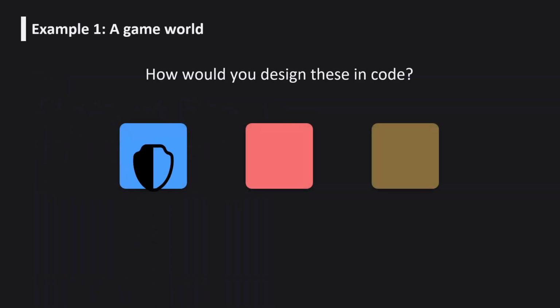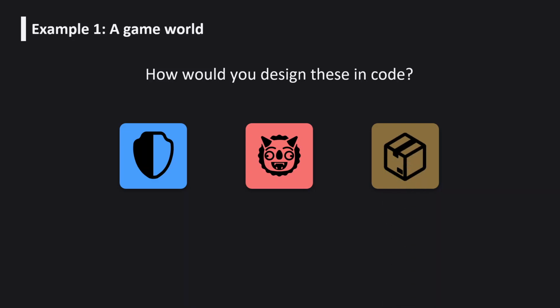So let's start with a concrete problem. Imagine you are building a game, a RPG game, and you have three objects on screen: a player, an enemy, and a crate. All three of them need to take damage. The player and the enemy, these two can move around the world, but the crate just sits there. It cannot move. Now, how do you actually model this in code? Take a second to think about it before I show you the obvious answer.